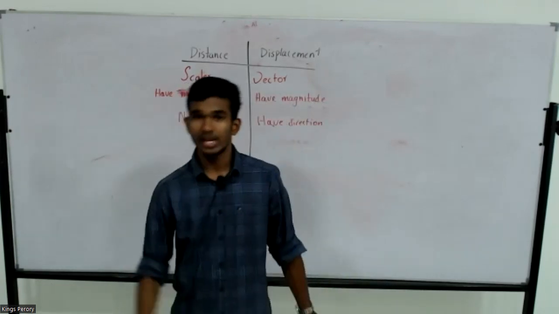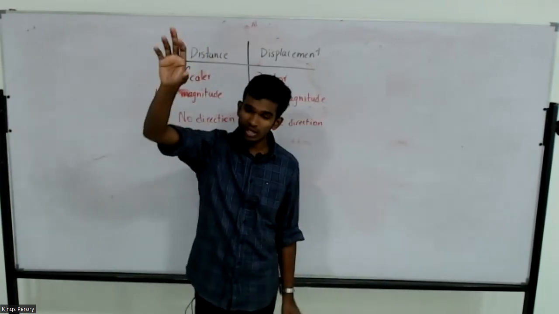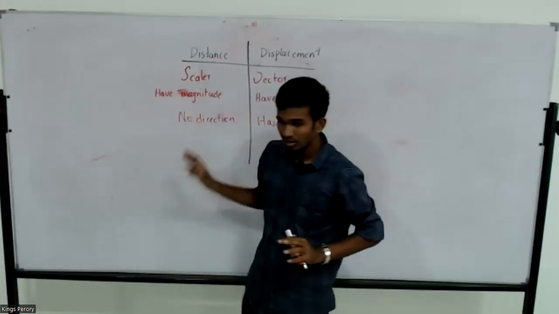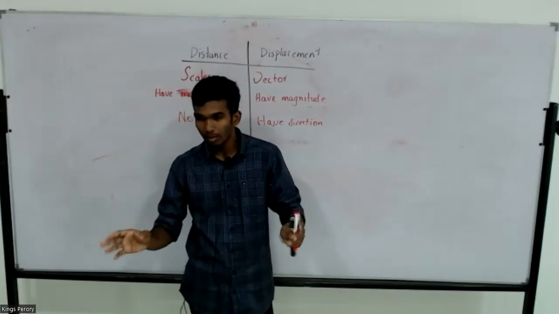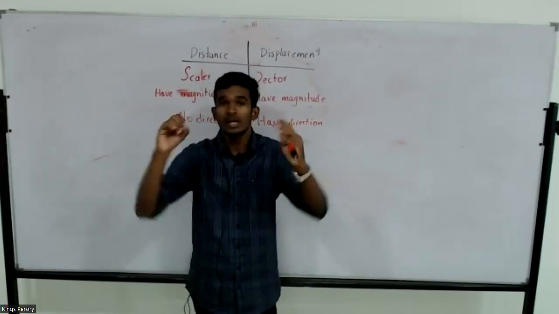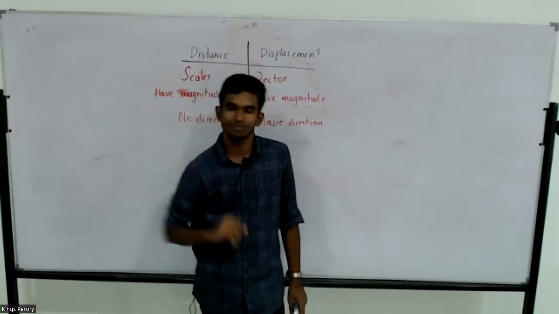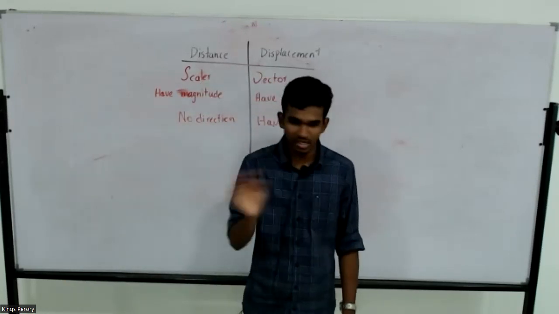Right, that's it. Distance, you all know, is just the length between starting point and finishing point. What about displacement? It is also a length, but it is the shortest possible linear length between starting and end, and we can give a direction for that as well. That's all you should know about distance and displacement.